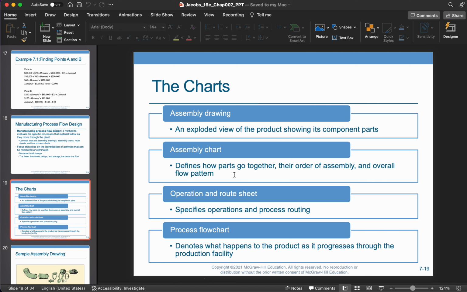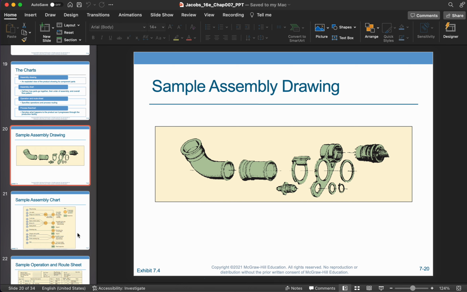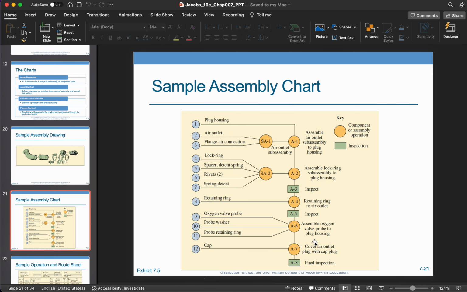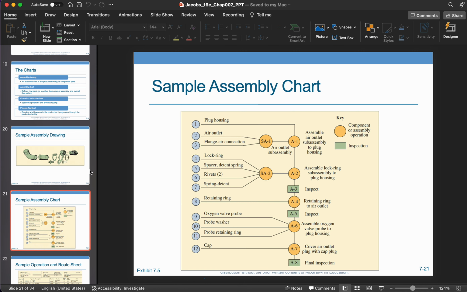And of course, you have an operation and route sheet which tells you how the different operations and processes are routed. And finally, you have a process flow chart which tells you exactly how the product progresses through the production facility. We've already seen the process flow chart before, but let's look at the others. So this is what a sample assembly drawing looks like. It's simple enough. For this, you'll have a sample assembly chart which tells you how these different parts are going to get assembled.